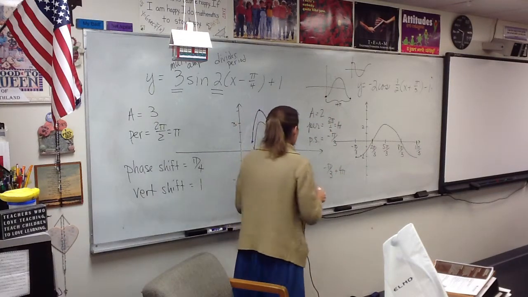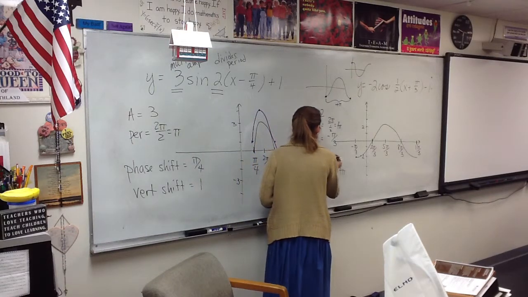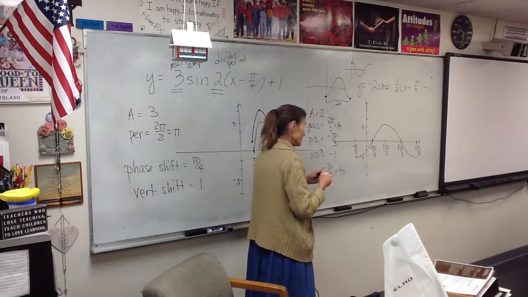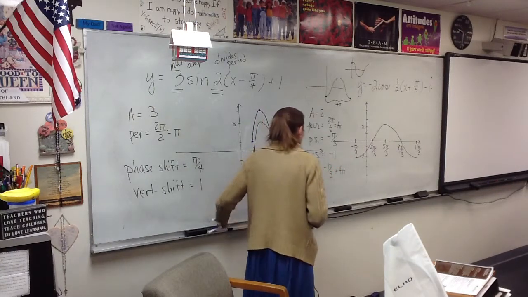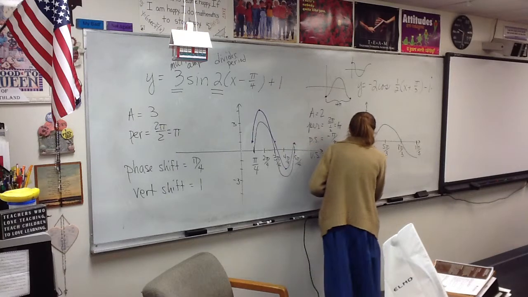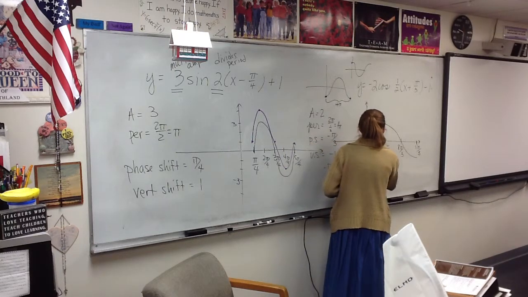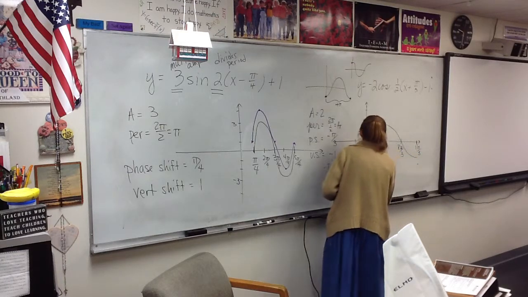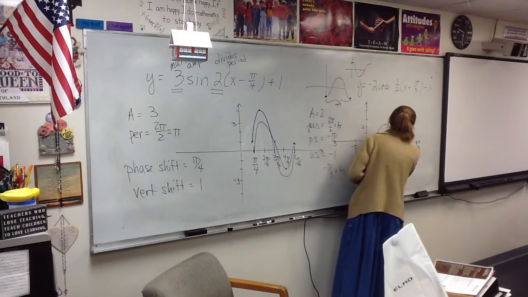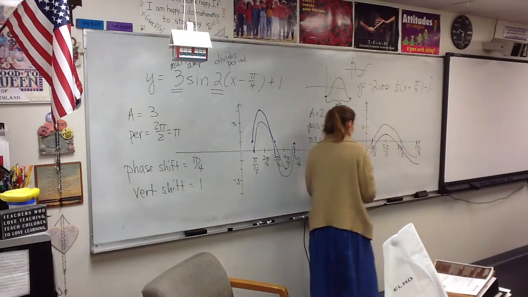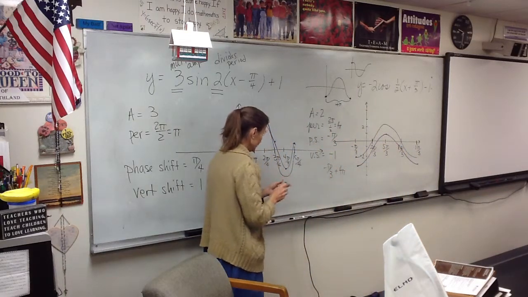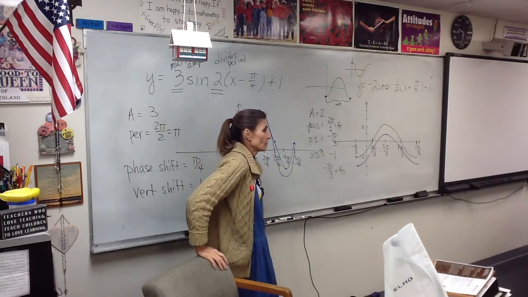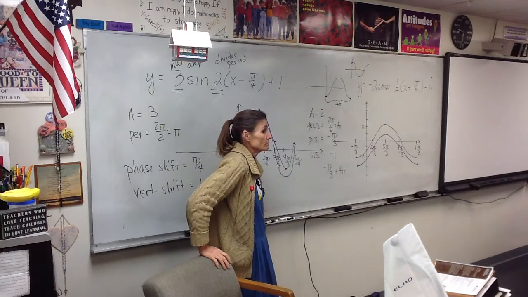We have to take it down 1. Our vertical shift is either down 1 or -1. You have to somehow indicate it's negative. So we're going to take all these key points and pull them down 1 unit. And the answer then is the purple. Wow.